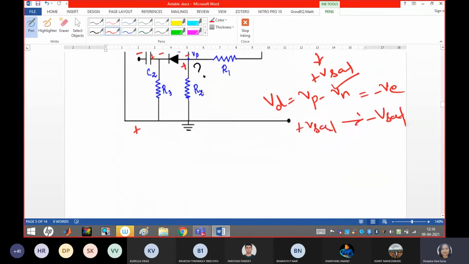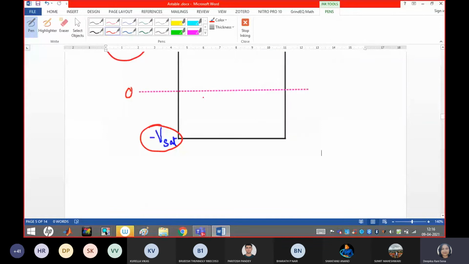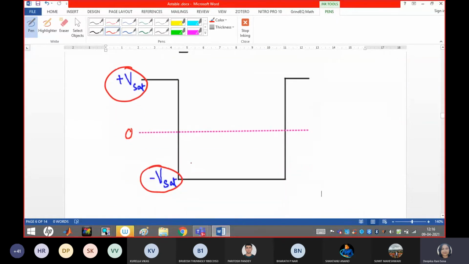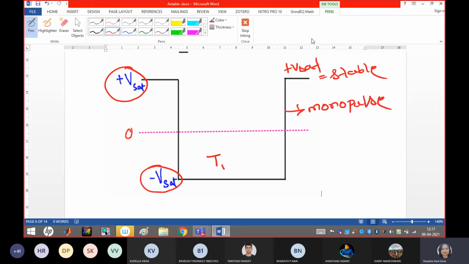Because of the magnitude of the Vn voltage, what will happen, guys? My waveform was at the minus V set level. After some time interval T1, it will again shift to plus V set, and this is the stable state. Overall, if I capture the plus V set to minus V set level, and again minus V set to plus V set level, I get a monopulse. This is the operation of the monostable multivibrator.